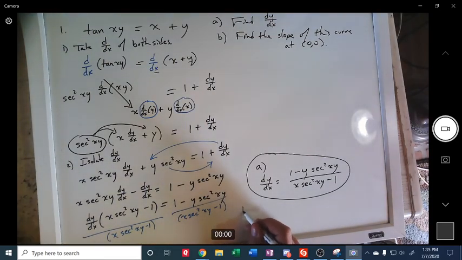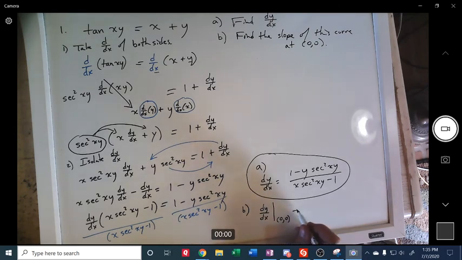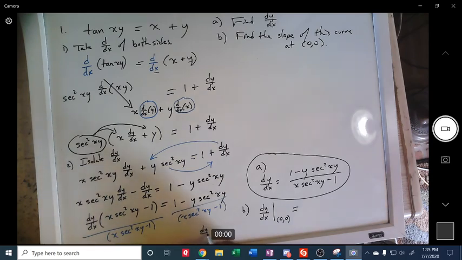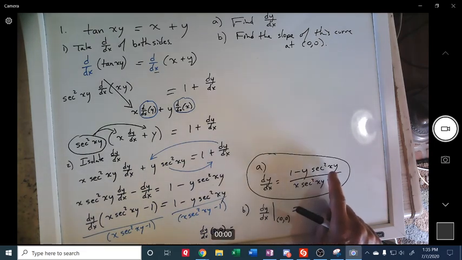But to answer part B, find the slope. One of the ways you state this, here's the slope evaluated at. The vertical line means evaluated at 0, 0. That also could have been written like this: dy/dx of 0, 0 equals. But oftentimes this notation gets used. Evaluated at, and then every time we see the y and the x, we substitute 0.